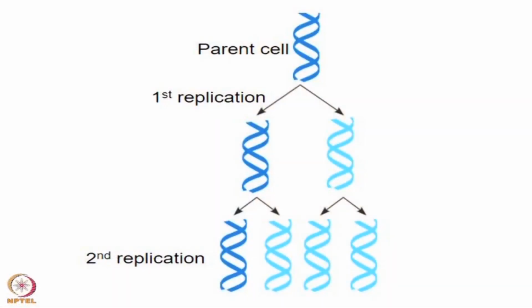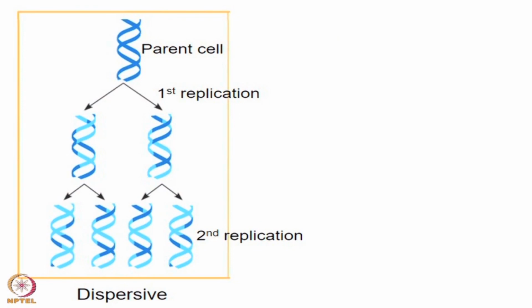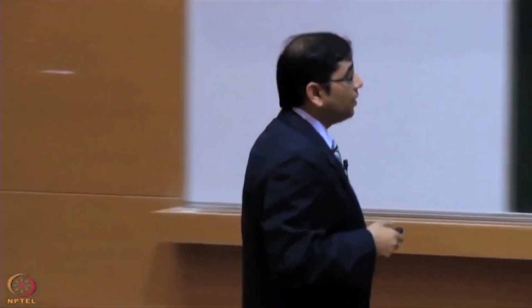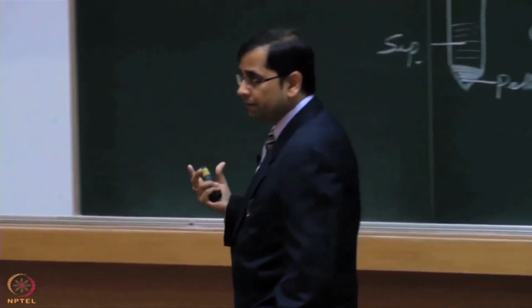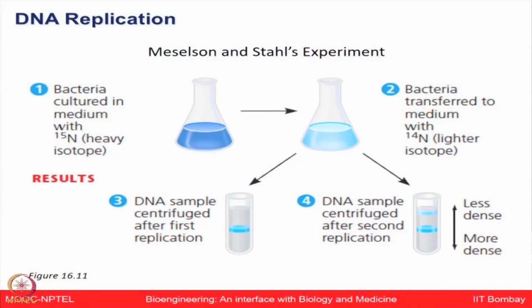The conservative replication is based on the idea that one DNA is always going to be like the original parental DNA, even after the first and the second replication. And the dispersive model says a mixture of both strands of the DNA will keep segregating after the first replication and the second replication. So again, these are the hypotheses. Now people were puzzled about which way DNA replication happens. And a group of scientists, Meselson and Stahl, did a very nice experiment and tried to prove in which way DNA replication may happen.